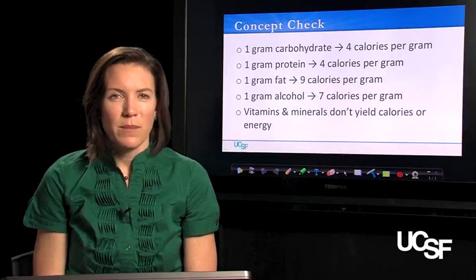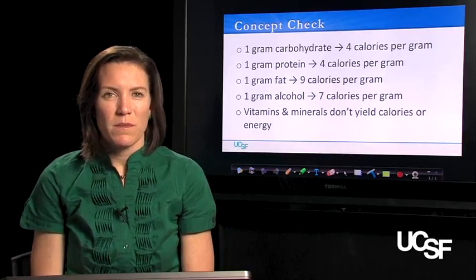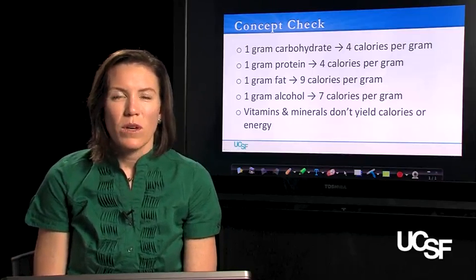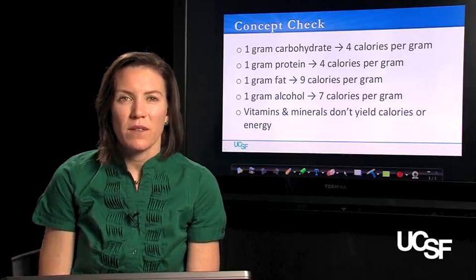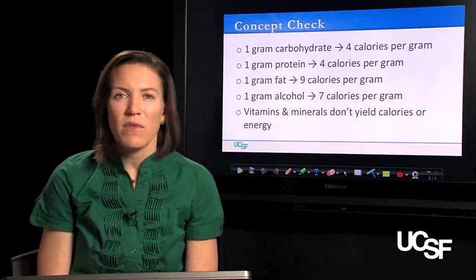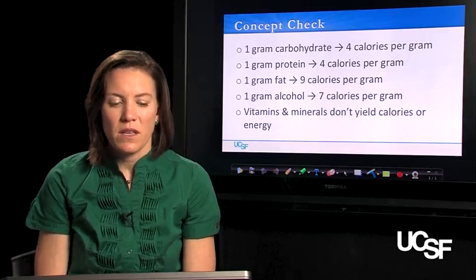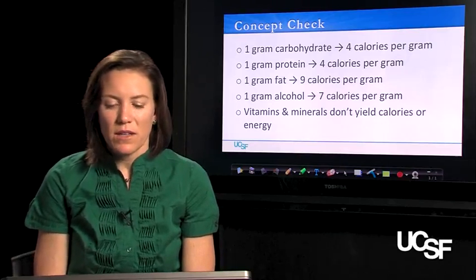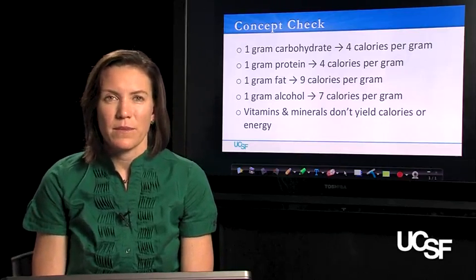So an important concept check: 1 gram of carb gives us 4 calories, 1 gram of protein gives us 4 calories, 1 gram of fat gives us 9 calories, and a gram of alcohol gives you 7 calories. Vitamins and minerals do not yield calories or energy.